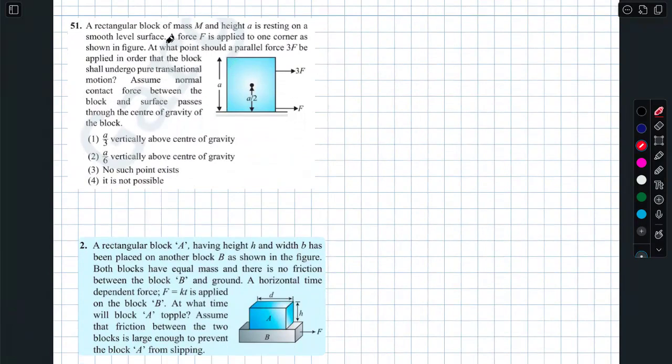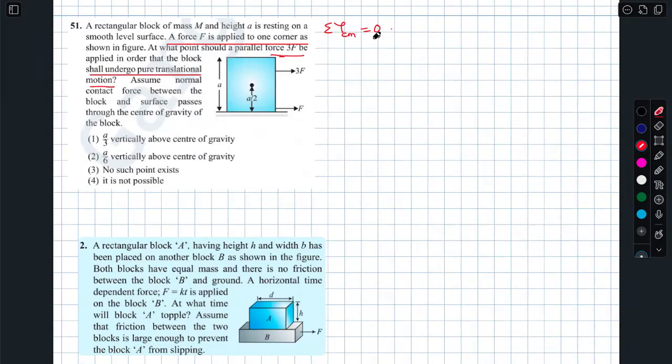A force F is applied to one corner as shown in the figure. At what point should a parallel force 3F be applied in order for the blocks to undergo pure translational motion? So no rotation for this. Therefore, the net torque about the center of mass is 0.